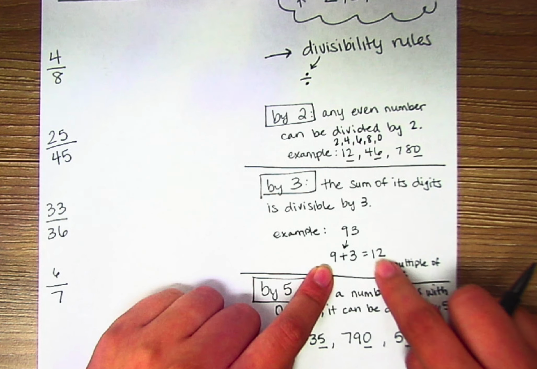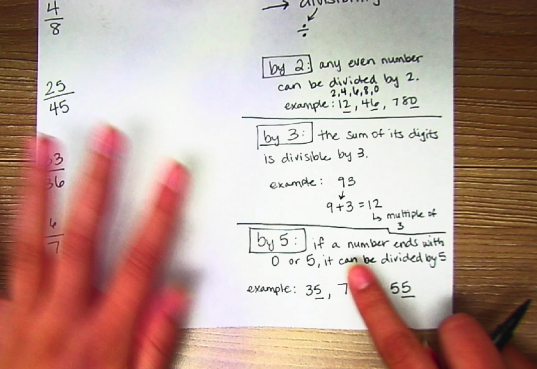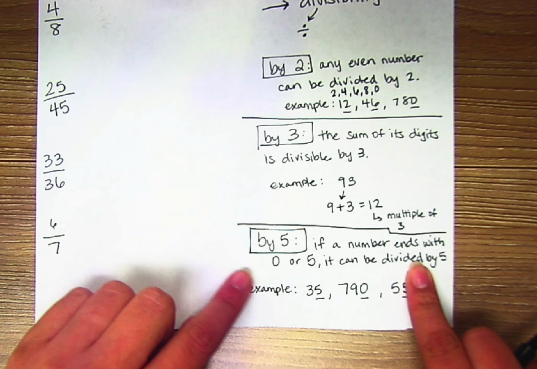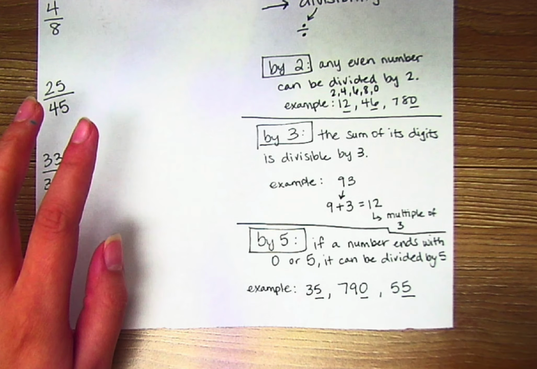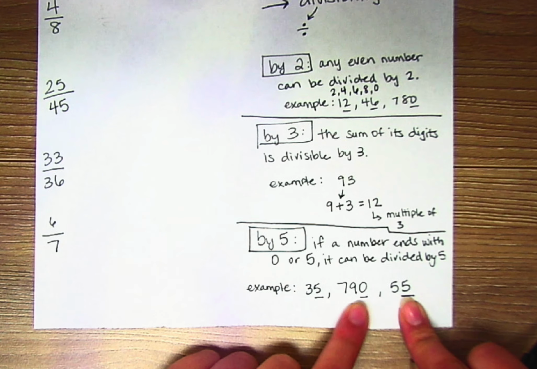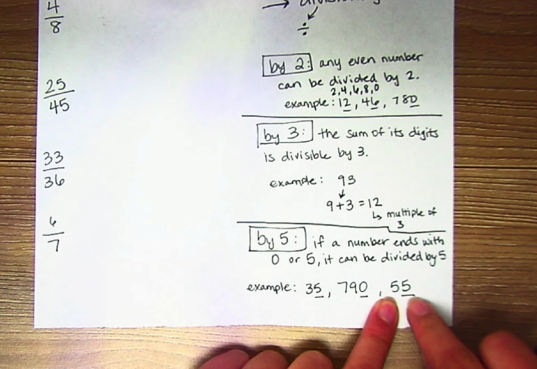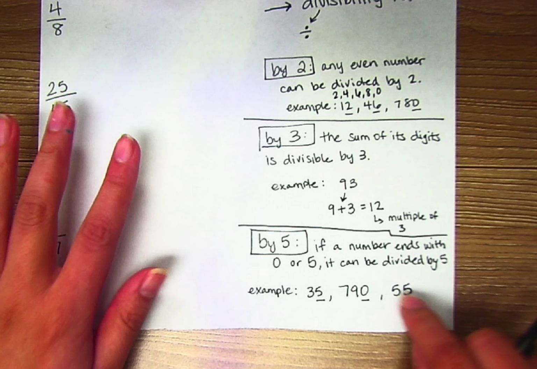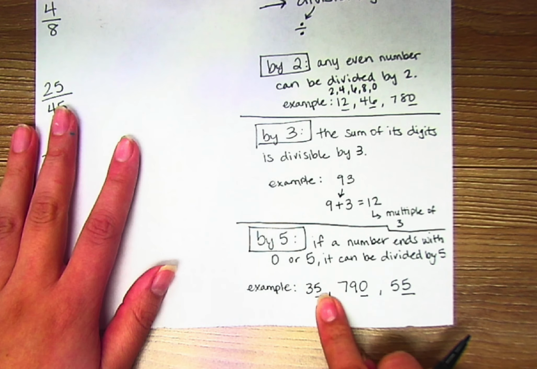And the last one, when you're dividing by 5. So if a number ends with 0 or 5, it can be divided by 5. For example, 35, it ends in 5. 790, it ends in 0. And 55, okay? So as long as it has at the end either a 5 or a 0, you can divide it by 5.